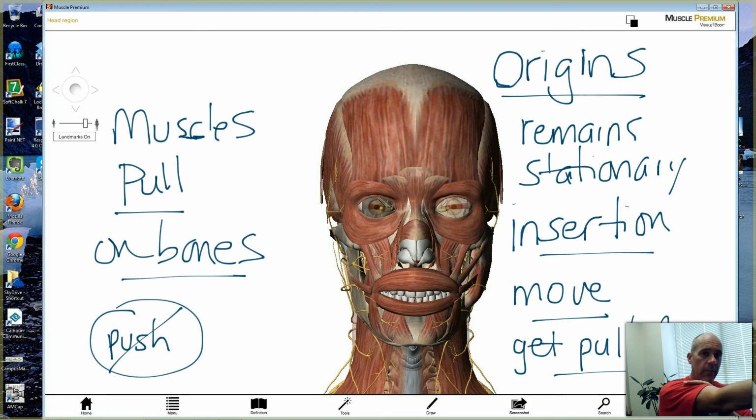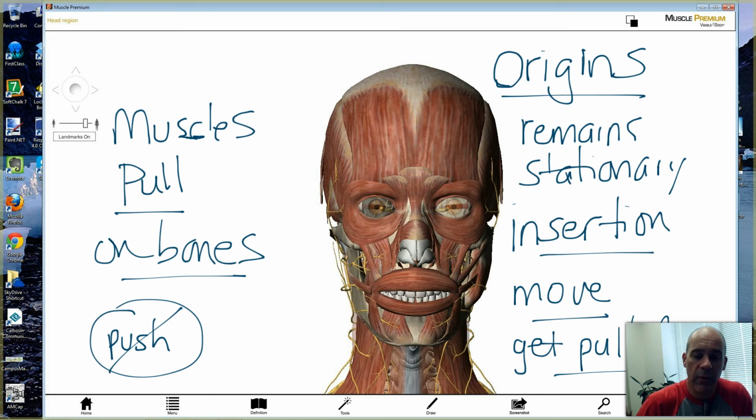When you extend the elbow like this, your triceps brachii muscles over on the posterior side of the upper arm pull on the forearm to allow you to extend your elbow joint, to open up that angle there. So get used to thinking about muscles always pull on bones.